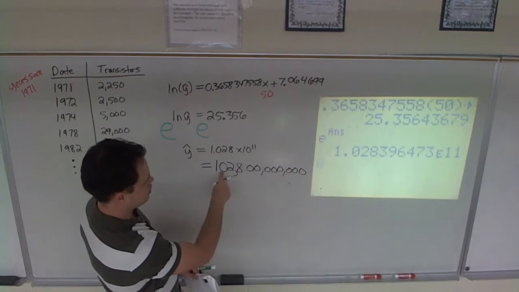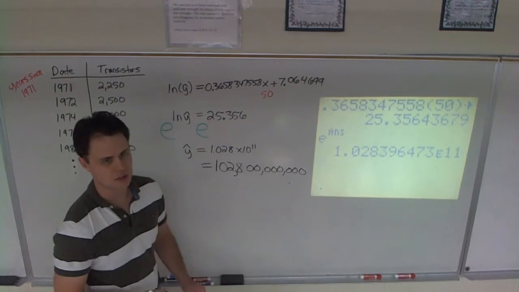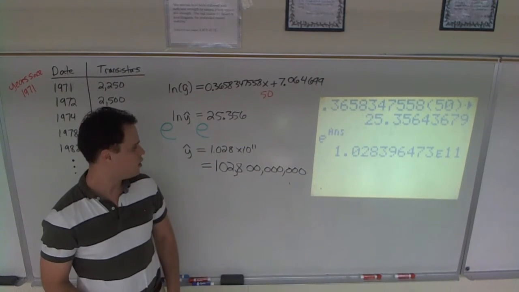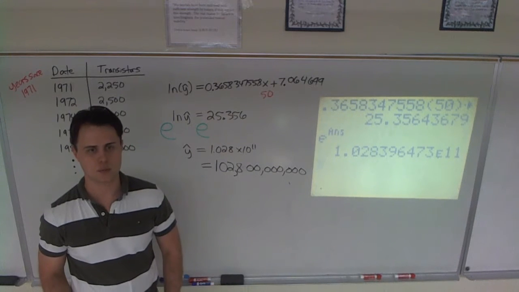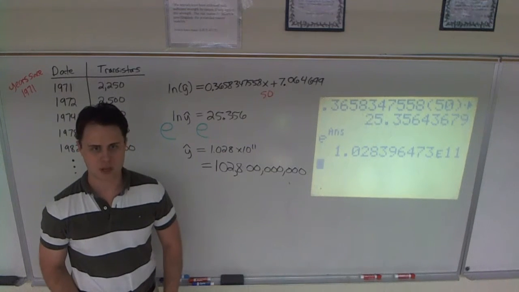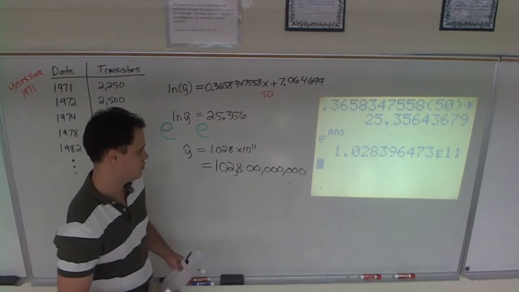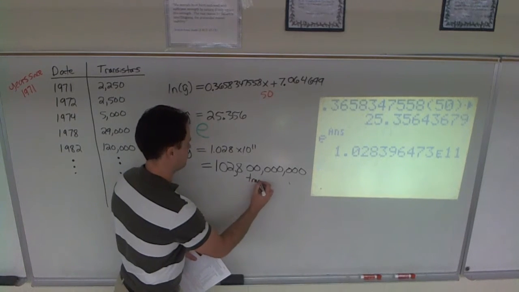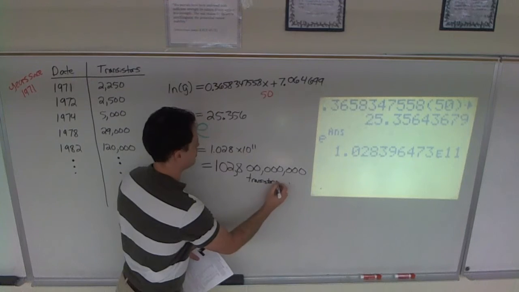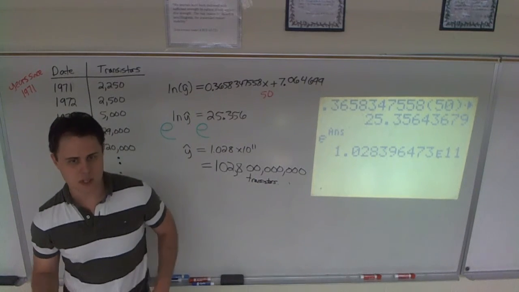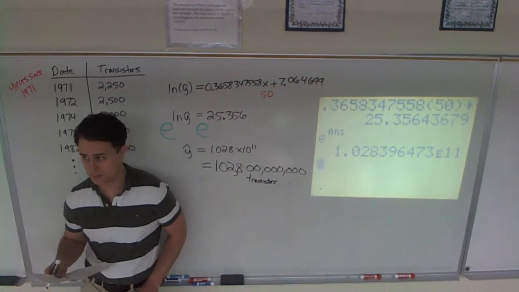And I could keep writing those digits out too, right? But I wanted to get you the point that this is 102 billion transistors that are predicted to be on a chip if this pattern continues, at least according to our model's prediction. So I should definitely get my units on there, right? And if you were writing this on one of my tests, you definitely want to write it in a complete sentence with full context. Okay.